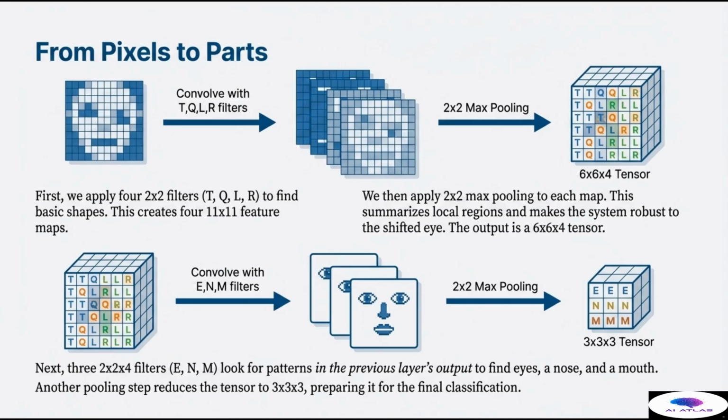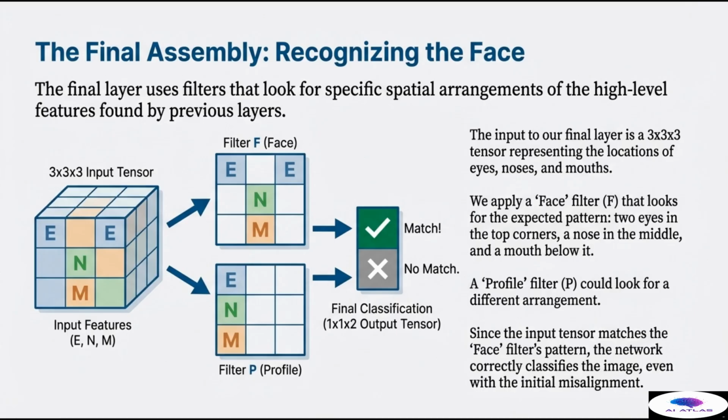This convolution results in three new feature maps, which are again reduced by 2x2 max pooling. The final output of Layer 2 is a compact 3x3x3 tensor. This tensor doesn't contain pixel data. It represents the abstracted locations of the three main facial parts, eyes, nose, and mouth, preparing the data for the final classification step. We have arrived at the final assembly stage, recognizing the face itself.